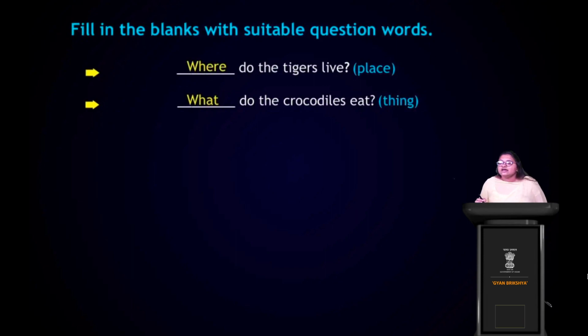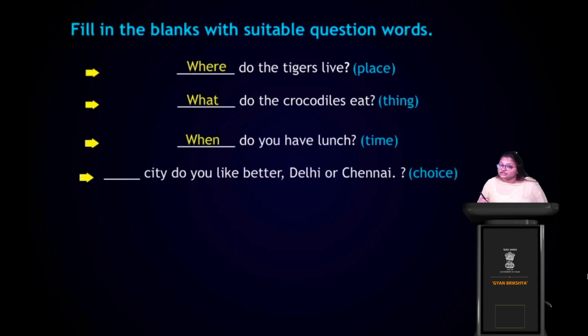Okay, next, dash do you have lunch? Time. Which question word suggests time? Yes. So it is when. When do you have lunch? When suggests time, right? Now, dash city do you like better? Delhi or Chennai? Choice? Yes. Which? Which city do you like better? Delhi or Chennai? Right? Okay.